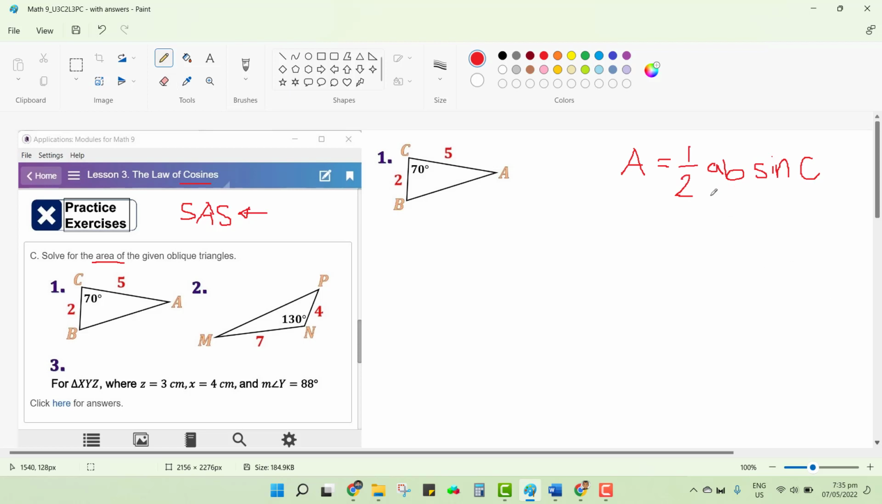So let us use this to solve for the area of the three oblique triangles here. For number one, we could actually solve the area for this by substituting the values of the given measurements.